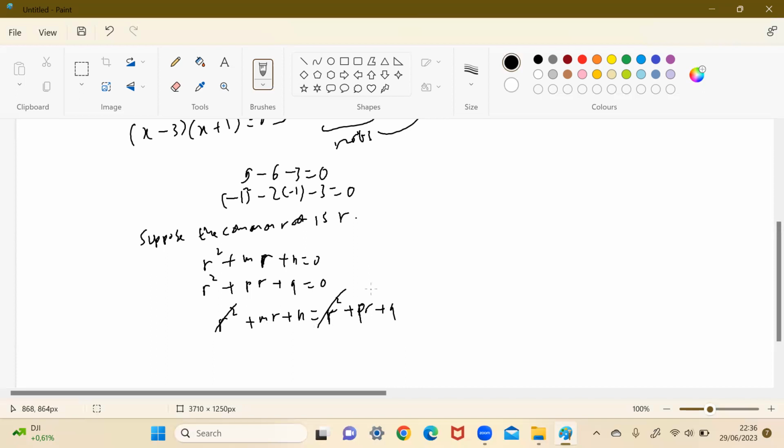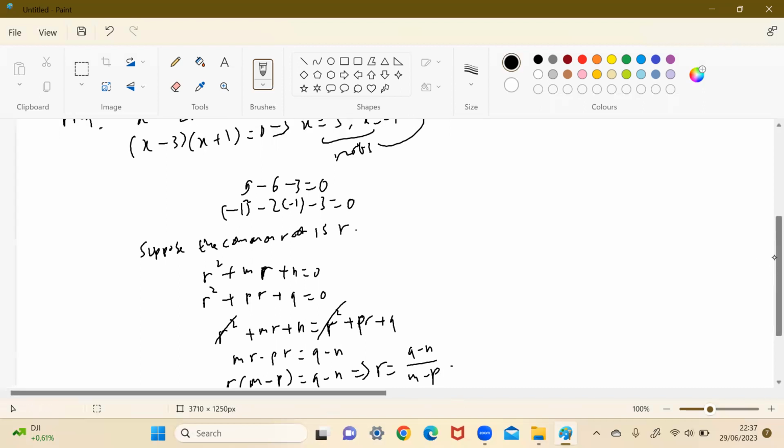This leaves us with these two first degree polynomials. And then we can move pr over to the left: mr minus pr equals q minus n. And you can factor out r from the left-hand side: r times (m minus p) equals q minus n. And this means that the common root, which we didn't know at first, we just supposed there is a common root denoted by r, but we now know the precise value of r, which is (q minus n) over (m minus p).